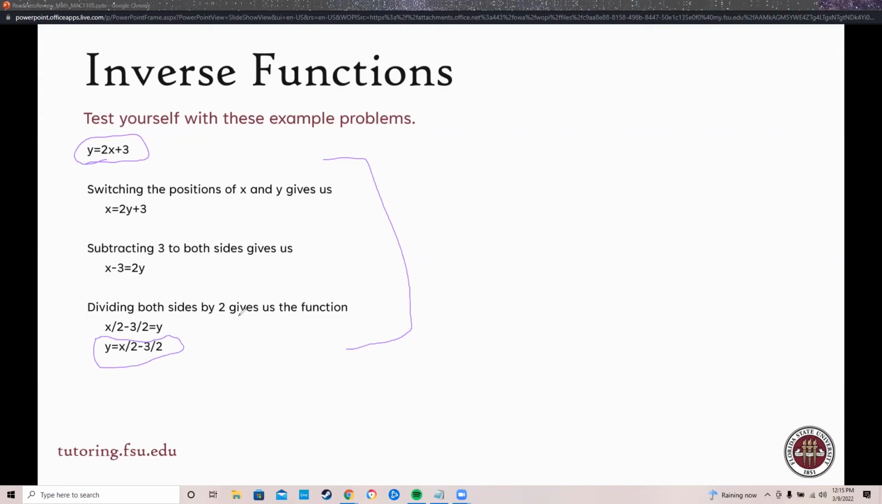The general method, again, is really just identifying what the independent variable is and rewriting the expression in terms of that variable. So instead of y equals, I'll write x equals, and that'll be my inverse function.